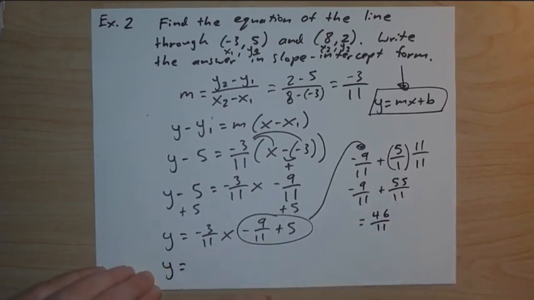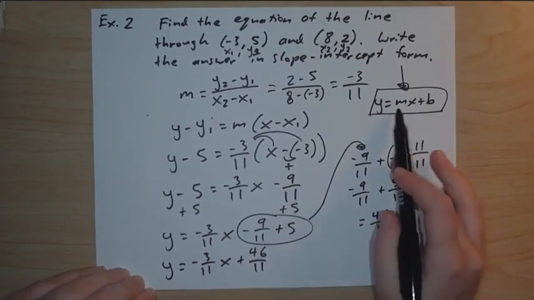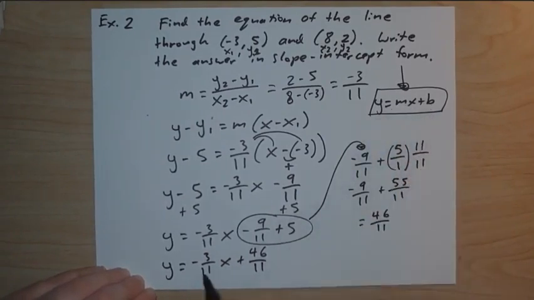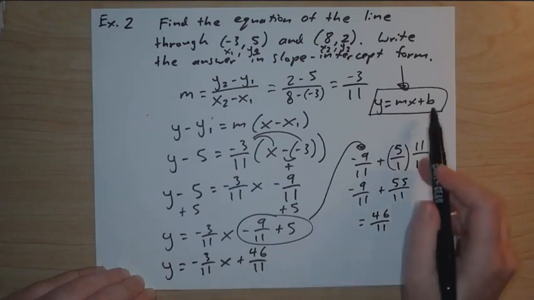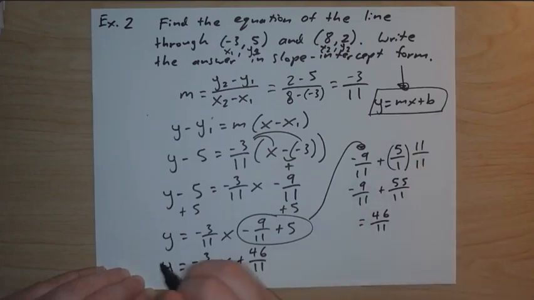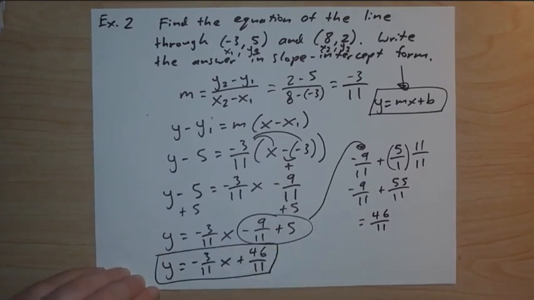So this is the same thing as y equals -3 over 11x plus 46 over 11. And this, as you'll notice, is in the form of y equals mx plus b, where our m is -3 over 11 and our b is 46 over 11. So we have answered this problem.